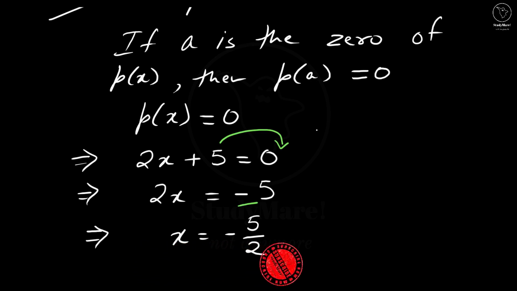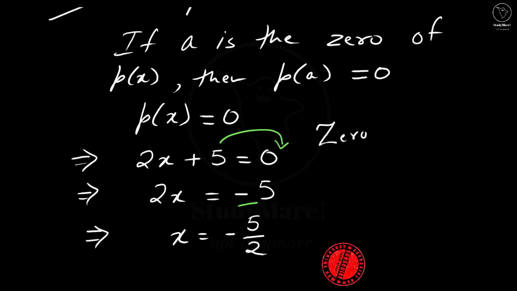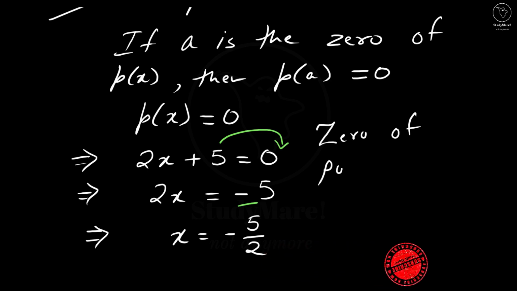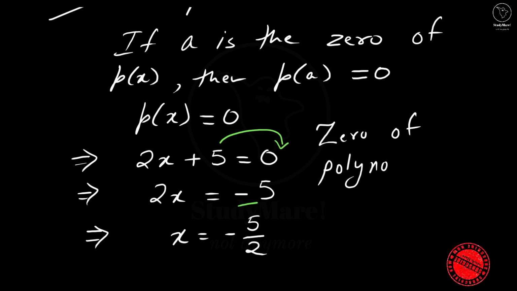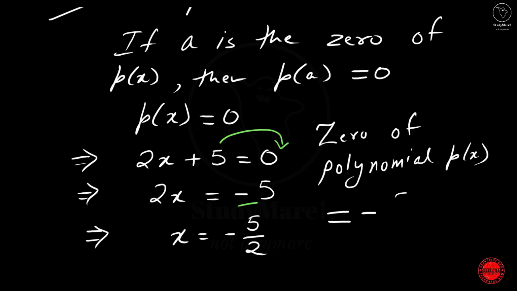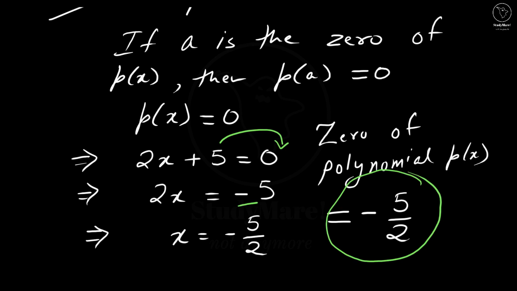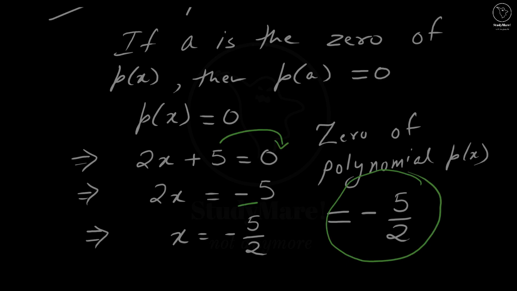So the 0 of the polynomial p(x), which is given here, is equal to -5/2, which is our answer. So whenever you have to find the 0 of a polynomial, equate the given polynomial to 0 and solve it. The value that you get is nothing but the 0 of that polynomial.